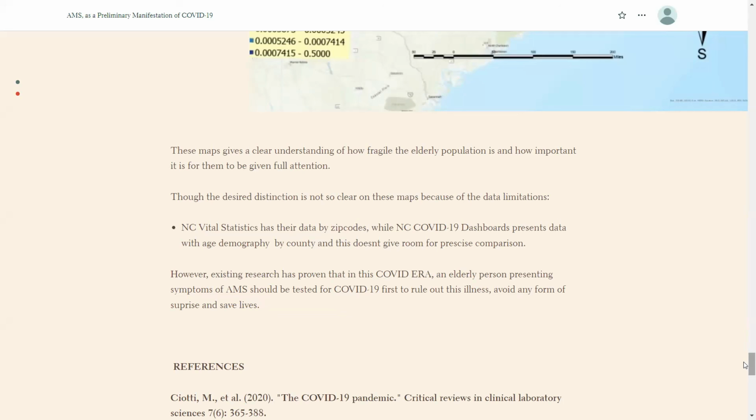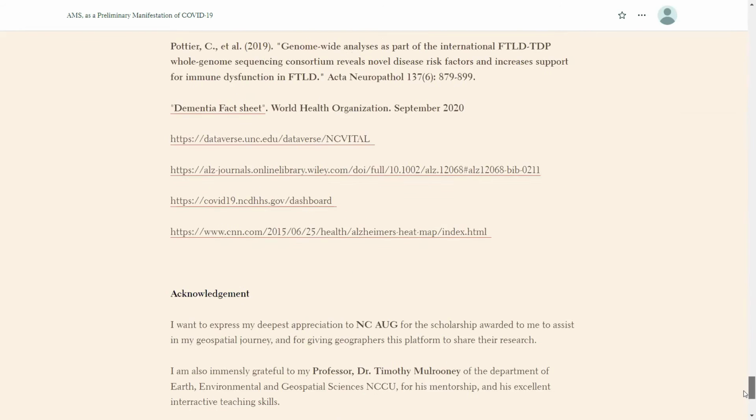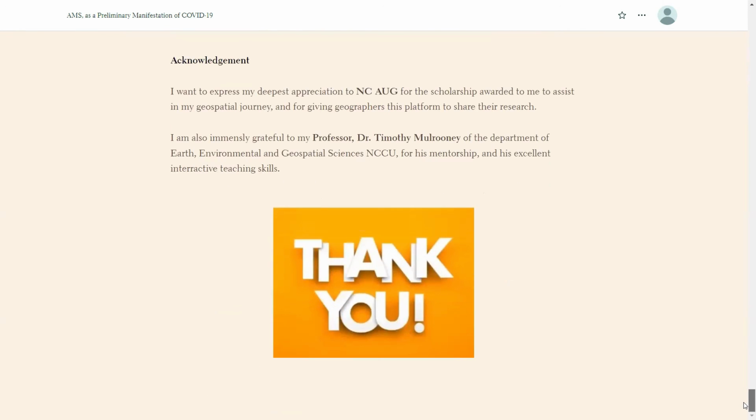However, existing research has proven that in this COVID era, an elderly person presenting symptoms of AMS should be tested for COVID-19 first to rule out this illness and avoid any form of surprise. Ultimately, it can save lives. Thank you.